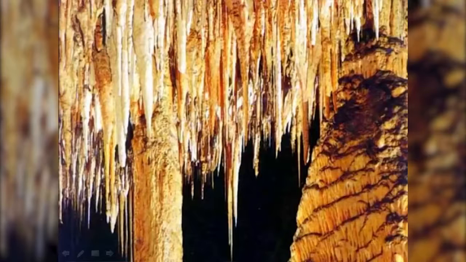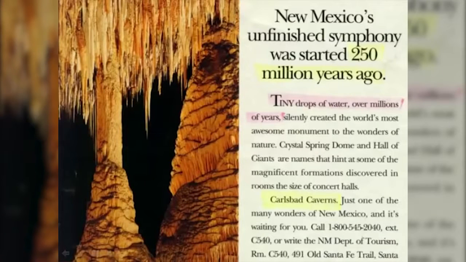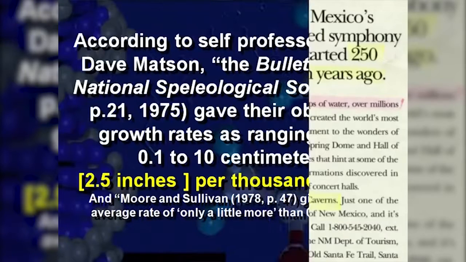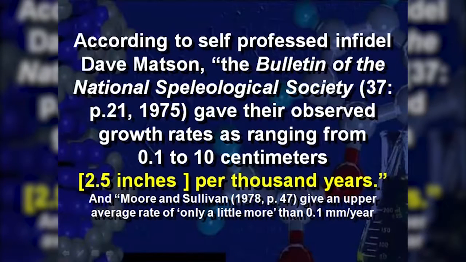If you have ever been in a cave, the guide always says, don't touch the formations because they take millions of years to form. They say this formation in New Mexico started 250 million years ago. I don't think so. Some say that the fastest they can grow is 2.5 inches per 1,000 years. Again, I don't think so.